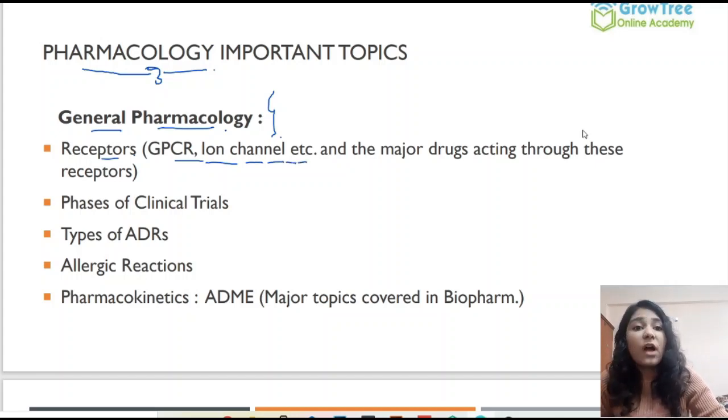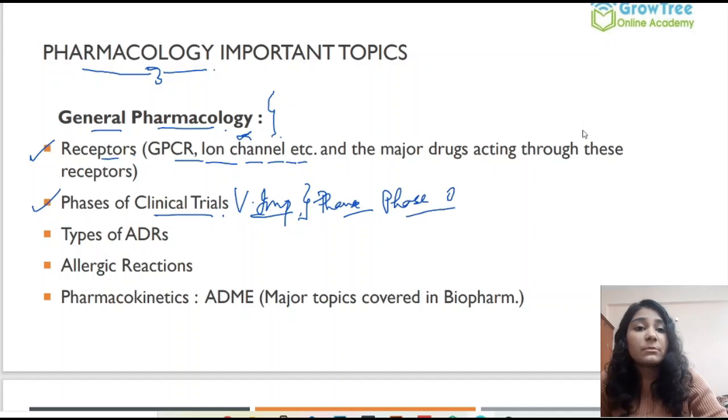Mainly questions are asked from these receptors, and you can also see in the previous year question papers that they can ask you about the major classes of drugs, like through which receptor they show their action. The second one is the phases of clinical trials. This is a very important topic. Every year a question has been asked from this topic, and it is very small and concise, so you need to understand the significance of every phase. There are 4 phases, and you can also go through phase 0, and you should know how many subjects are taken in each phase.